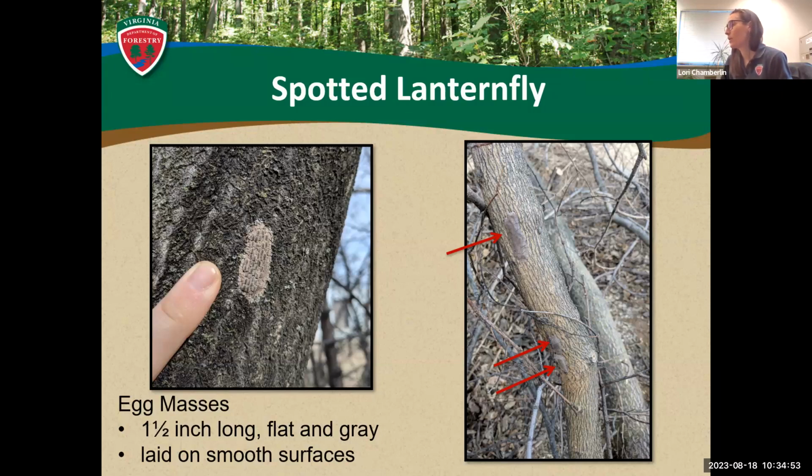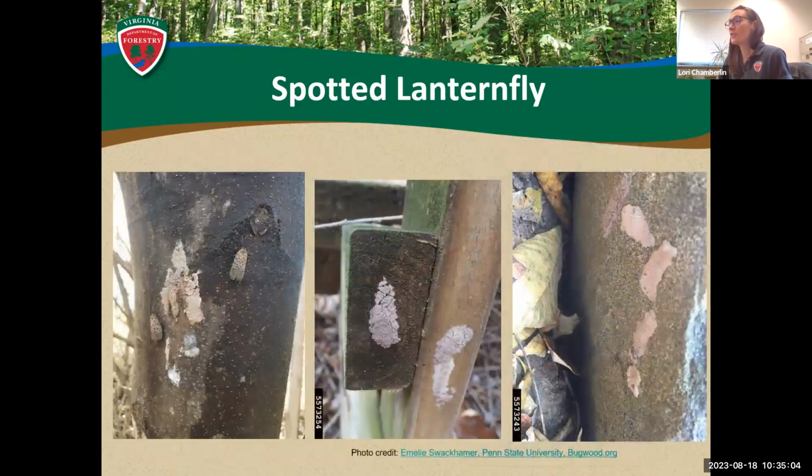But this stage is really important to be able to detect, because spotted lanternflies can and will lay egg masses on pretty much any flat surface that is outside. So certainly on tree branches and tree trunks, but also benches, stones, rocks, lawn furniture, vehicles, rusty metal, really anything that's outside. And so it's important for us to develop a search image to be able to detect these spotted lanternfly egg masses, because this is the life stage that's really easily transported from one area to a different area.